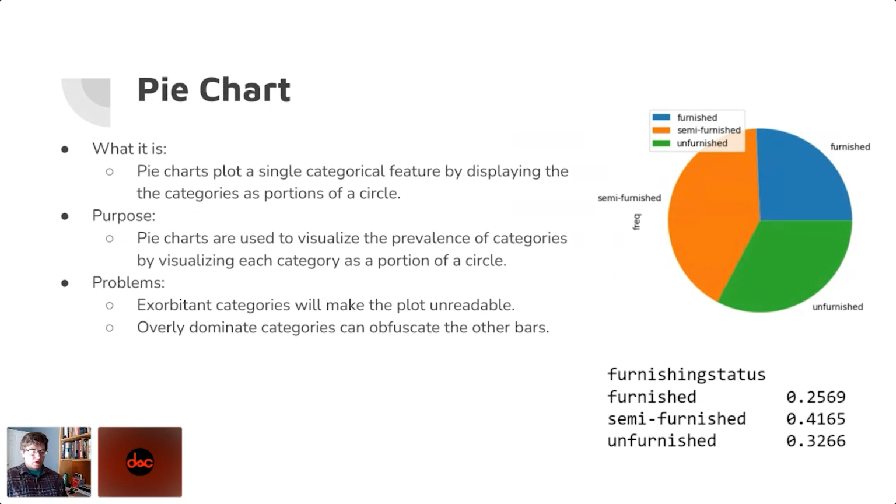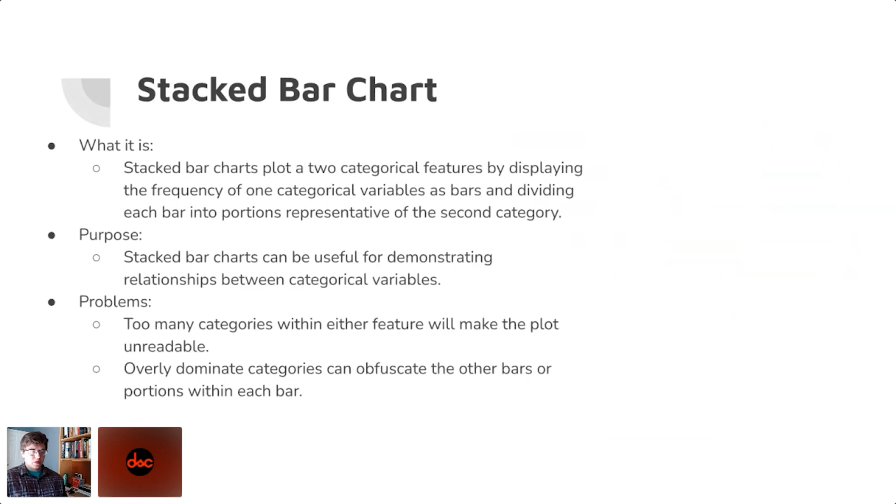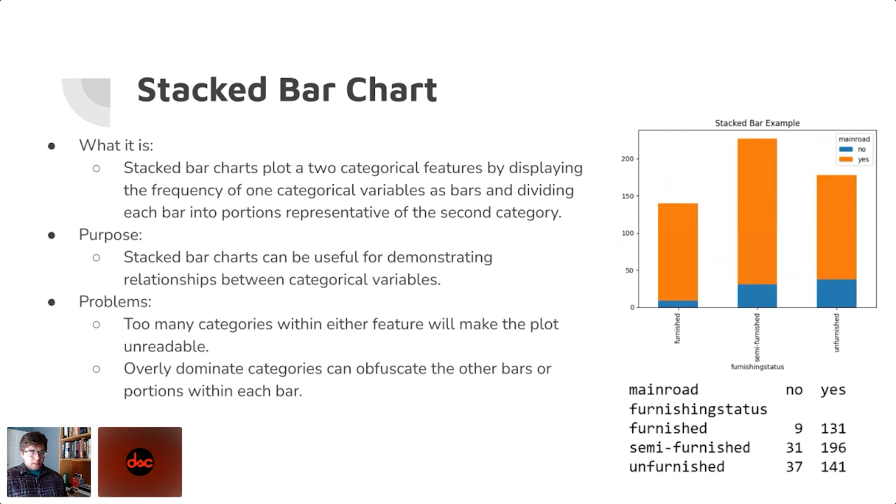The same pitfalls are present for pie charts as bar charts. An overly exorbitant number of categories can make your plot unreadable, and an overly dominant category can obfuscate other pieces of your pie chart. Next is the stacked bar chart.